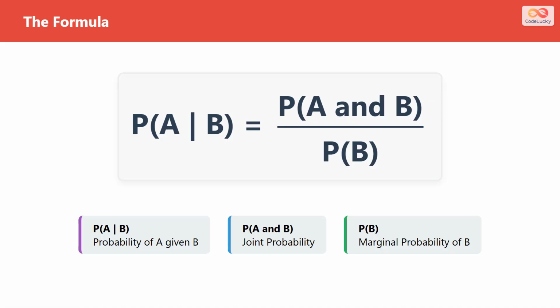Here is the mathematical formula. P of A given B is the fraction you see here. The numerator is the joint probability, which is the probability of both events happening together. The denominator is the marginal probability of the condition, event B.